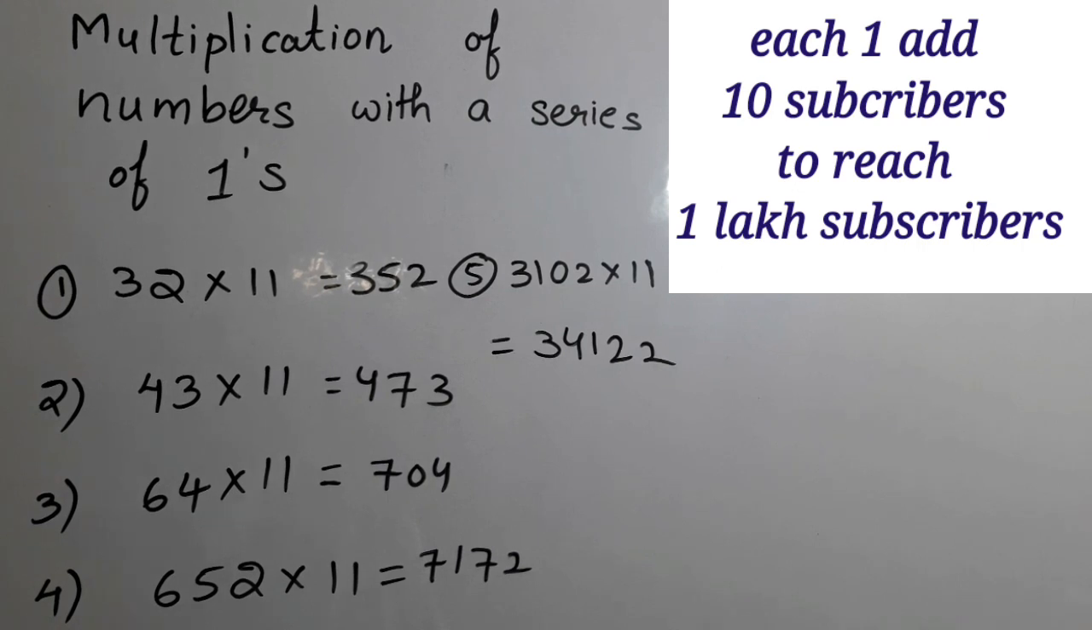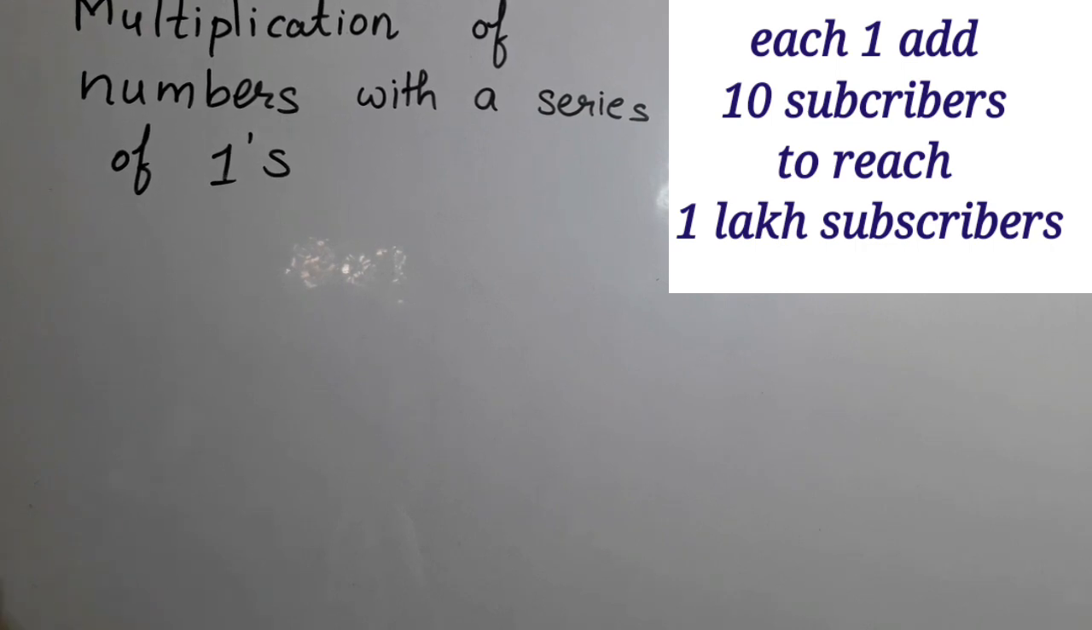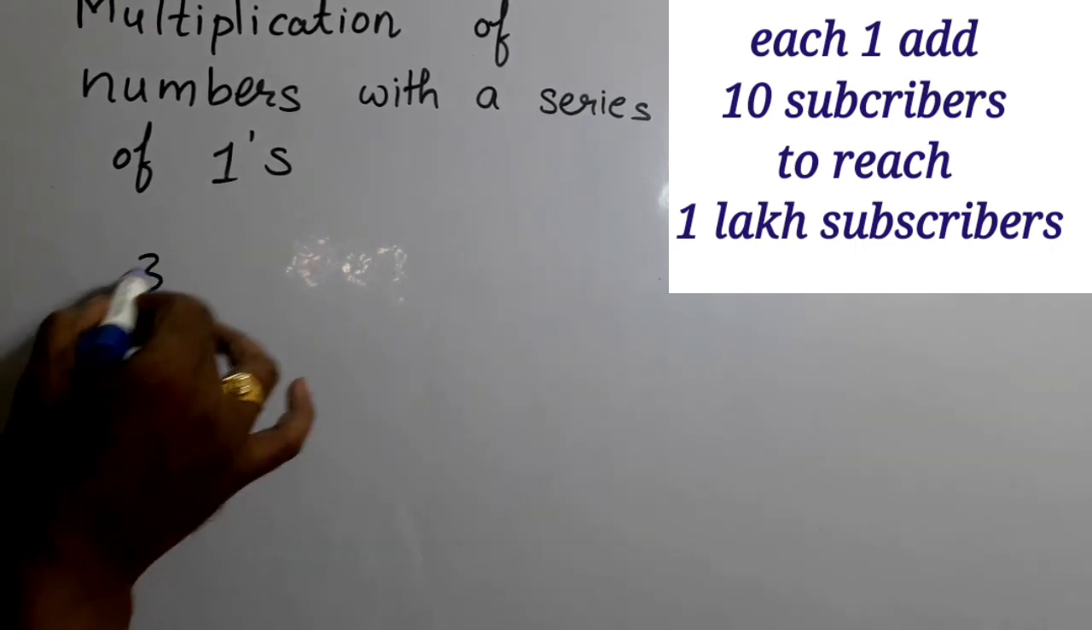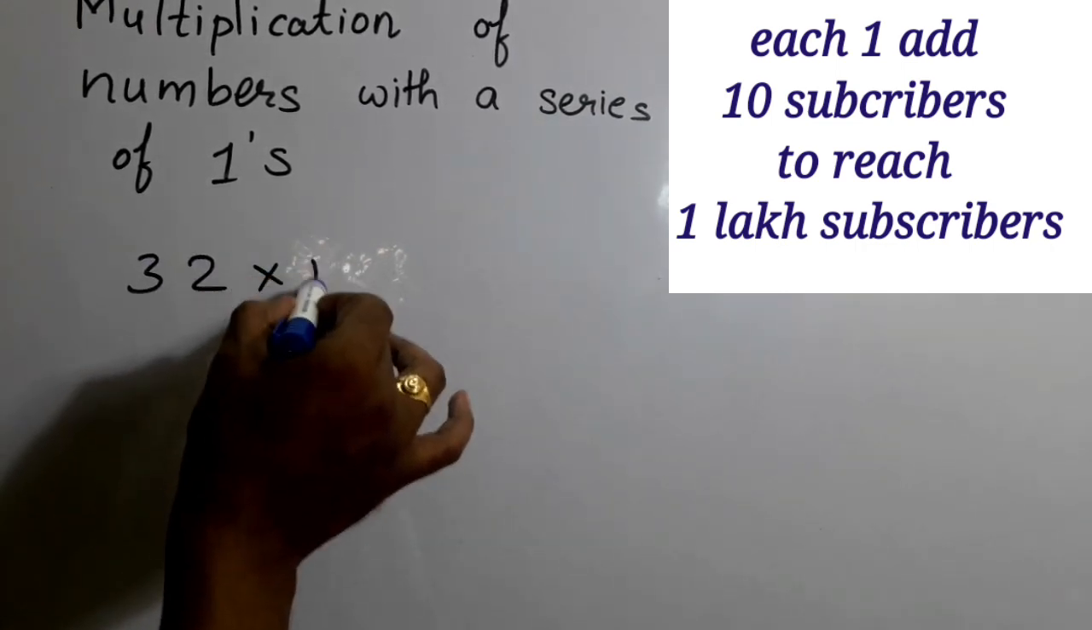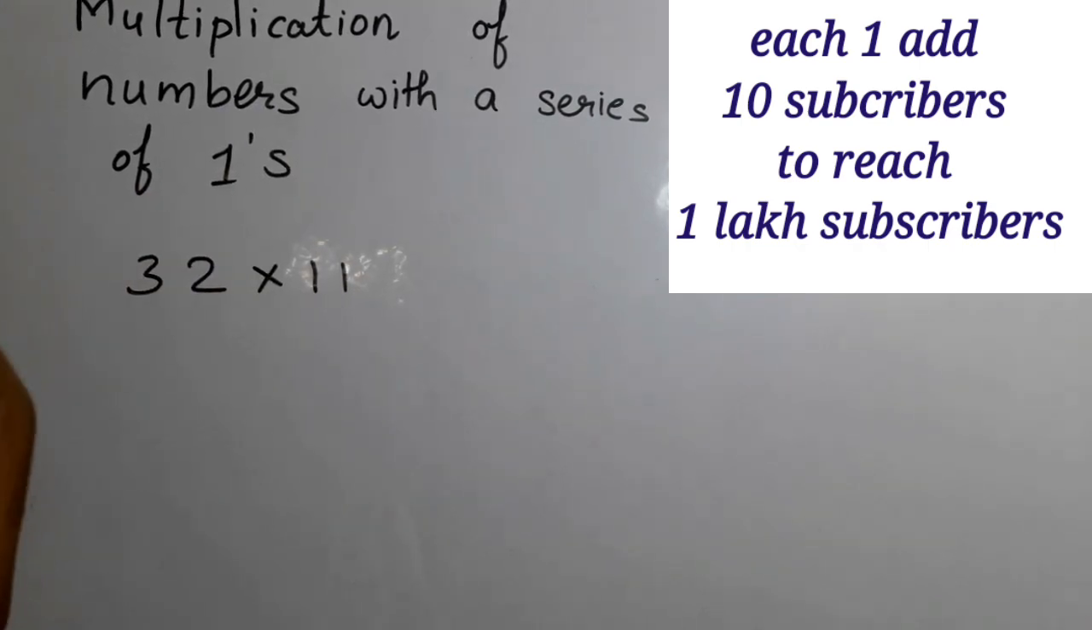I have written these answers within seconds. You can also write all these answers within seconds once you learn the technique. So now we are going to learn the technique. For example, we want to multiply 32 into 11. How to write this answer within seconds?